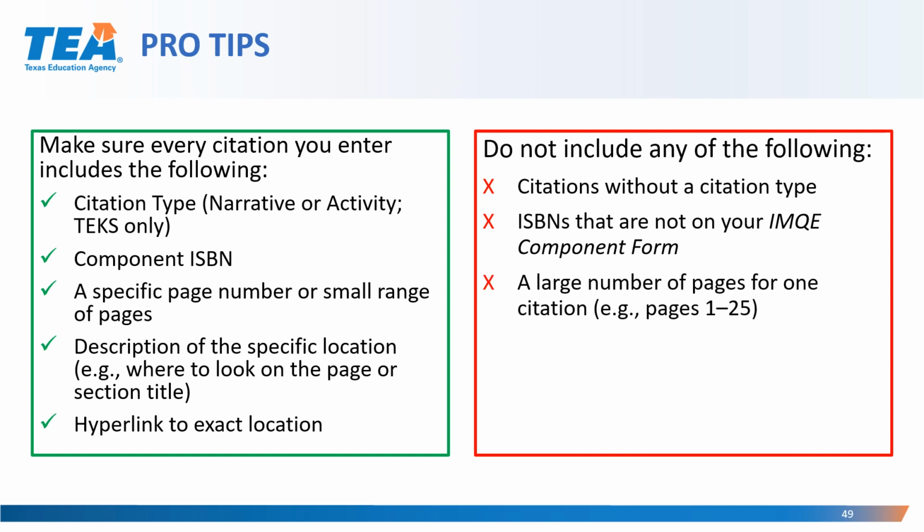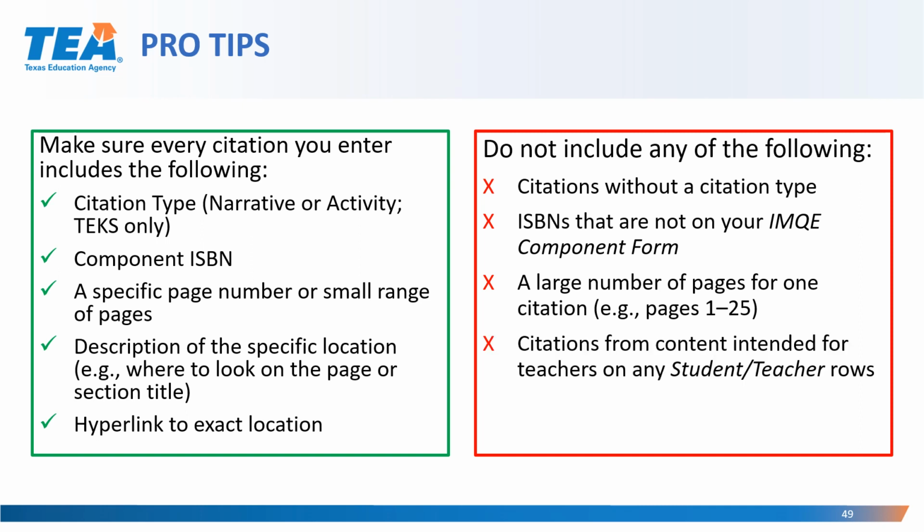Your citation should be very specific. Think of a single place on the page you can point to. So you should never include a huge range of pages for any citation. Make sure you're listing the citations on correct rows. If the content is intended for the students, the citation should go on the white rows labeled Student Teacher. If it is intended only for teachers, the citation should go on the peach rows labeled Teacher Only.